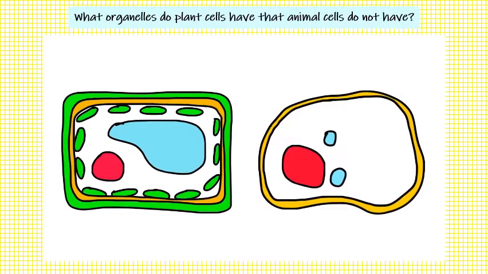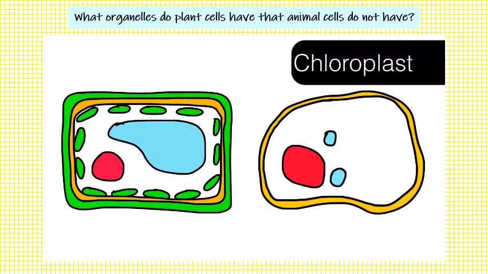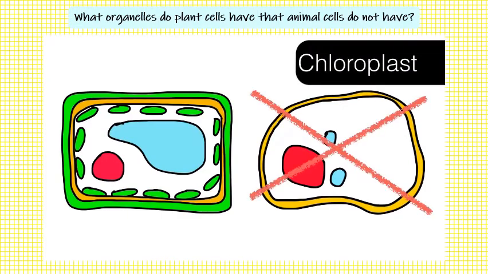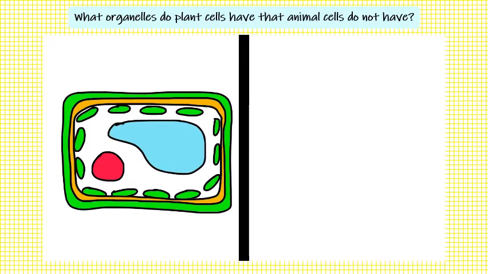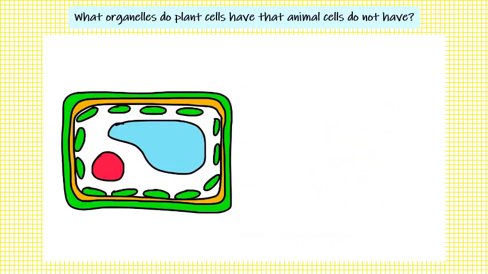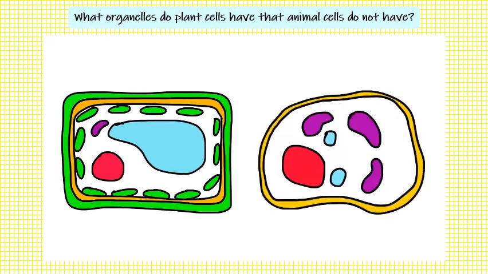Another part of the cell is the chloroplast. This organelle is found only in plant cells and is the location of photosynthesis. Here, solar energy is used to create food for the plant. Chloroplasts are not found in animal cells because animals must consume food as their main source of energy.